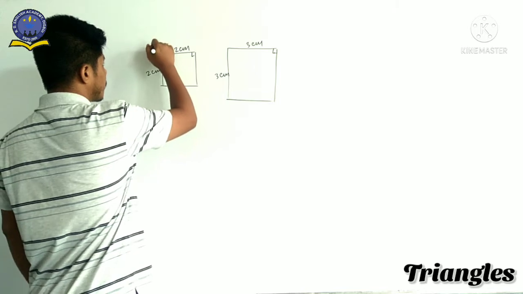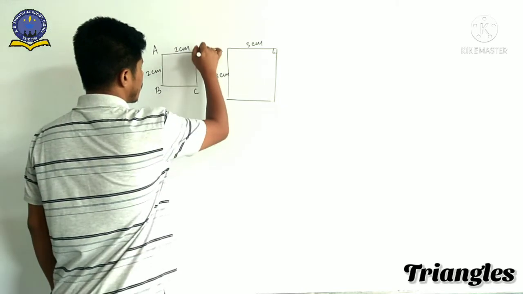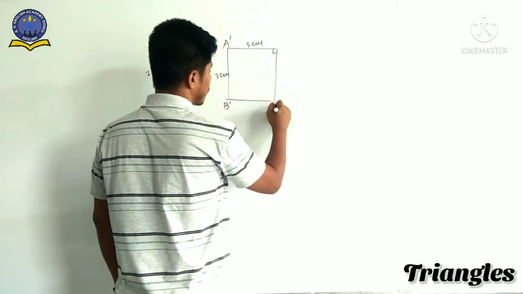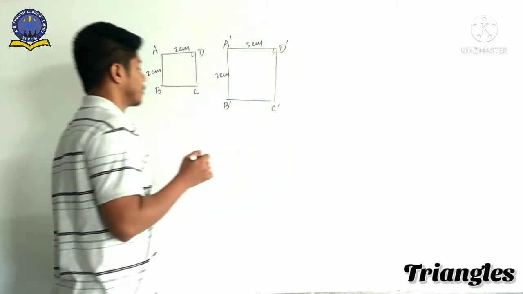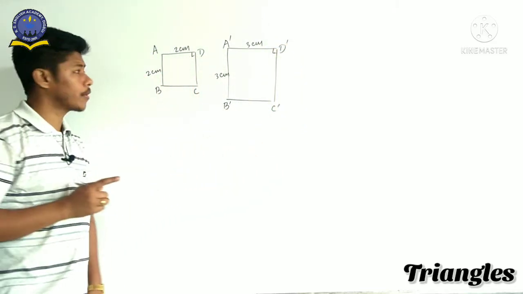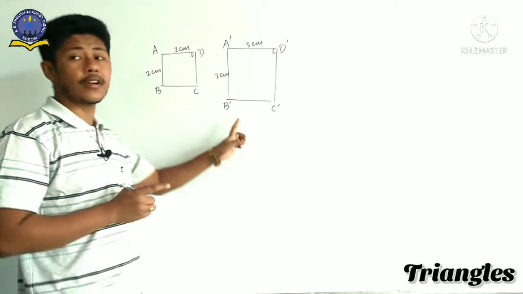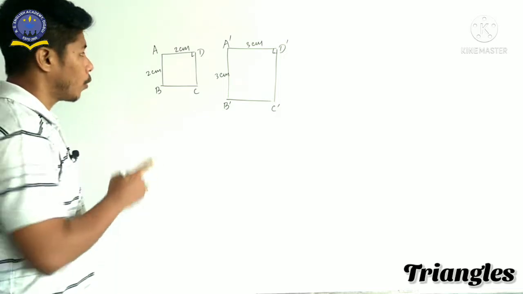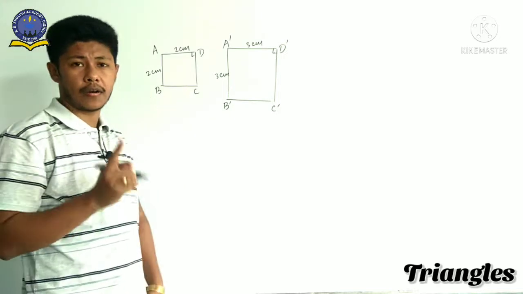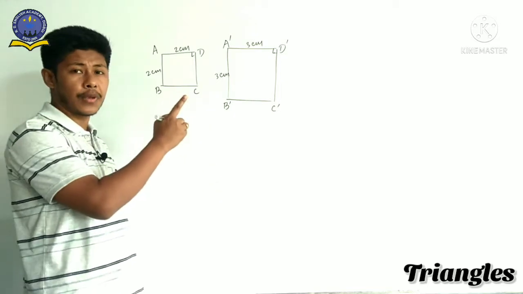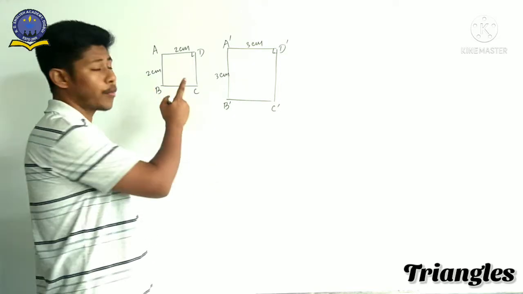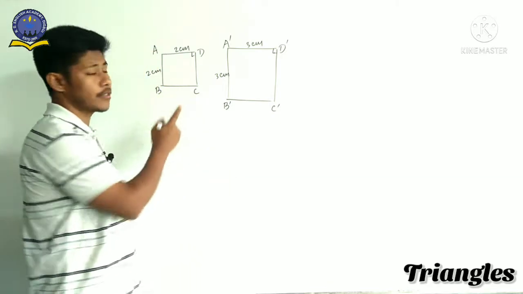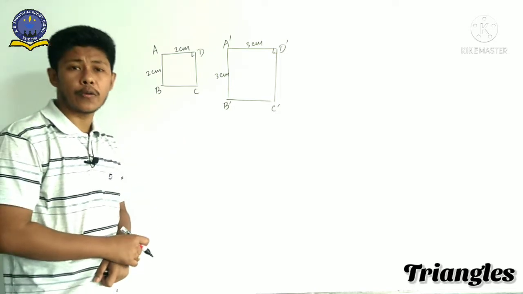Now here these two squares we consider. If we denote this one as A, B, C, D, and this one as A dash, B dash, C dash, and D dash. Already we know these two figures are what? Similar, isn't it? So in this case, what is the property you see? When two figures are similar, always remember this, their corresponding angles are always equal.